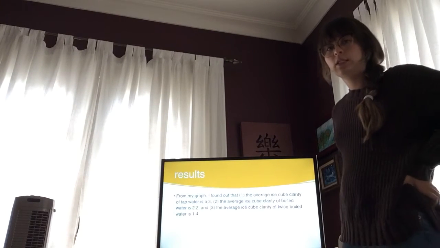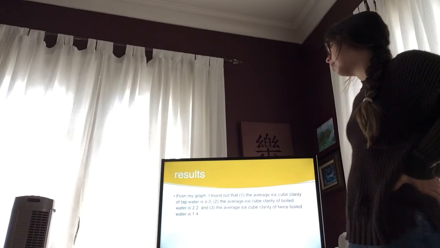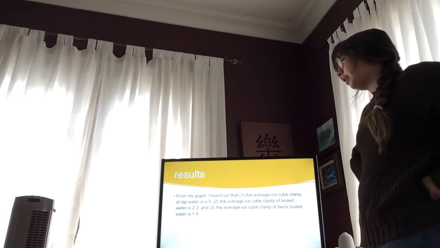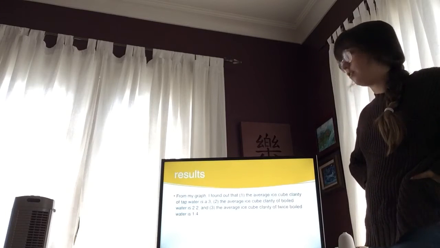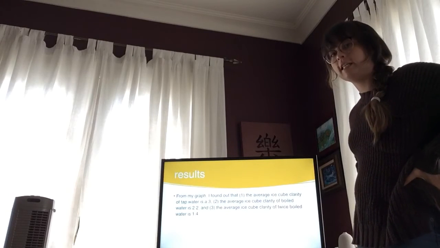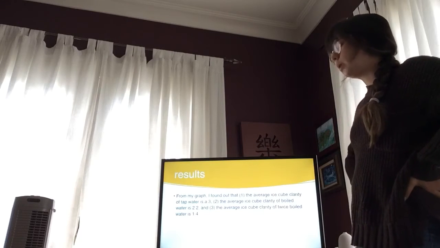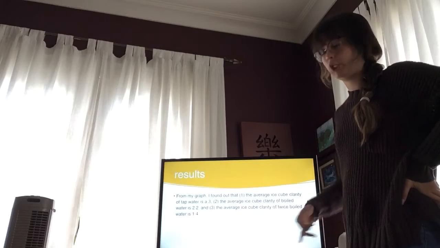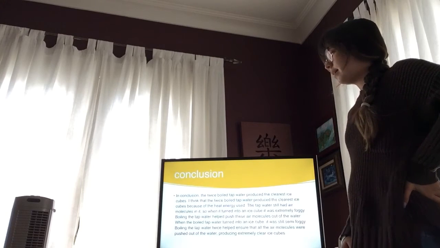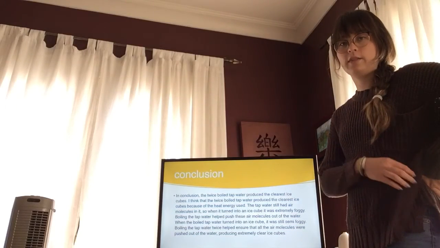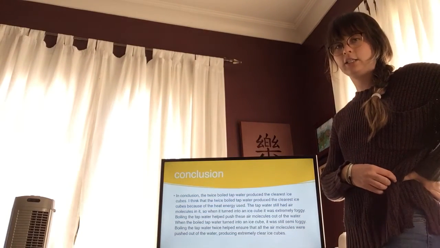So from the results of this experiment, I did see from my graph that the average of the ice cube clarity for tap water is a 3. The average ice cube clarity of boiled tap water is 2.2. And the average ice cube clarity of twice boiled was the 1.4, like I mentioned before. And in conclusion, it was the twice boiled tap water that produced the clearest ice cubes.